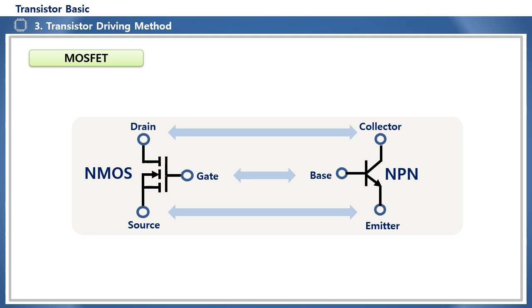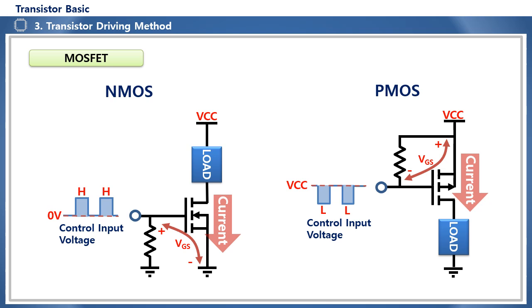It is possible to understand the operation of the MOSFET intuitively if you understand it based on this. The NMOS is equivalent to the NPN, so when high is input to the gate, the drain and source are turned on, and the channel current flows to drive the load. The P-type MOSFET is equivalent to the PNP, so when low is input to the gate, the source and drain are turned on, and the channel current flows to drive the load.